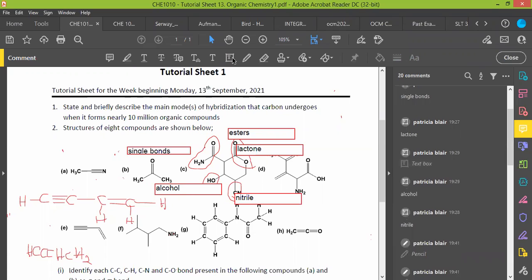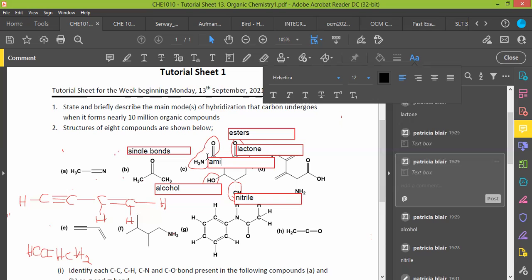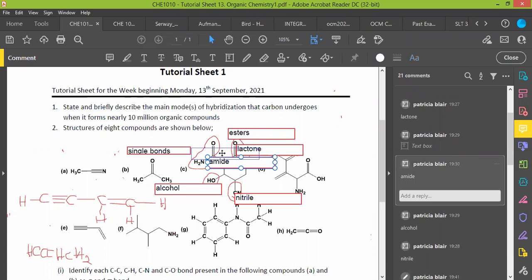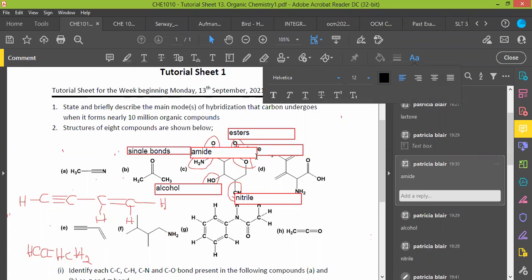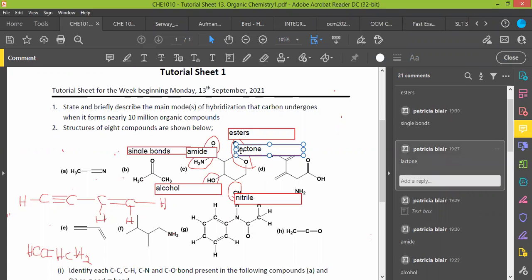That is what this functional group actually is. That is an amide. So you have an amide, an ester, which is a lactone, a nitrile, and an alcohol. So these are the functional groups that actually make this particular molecule.